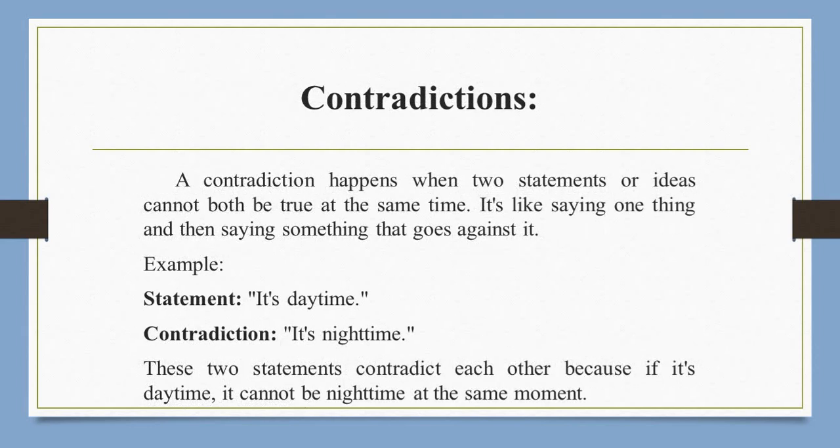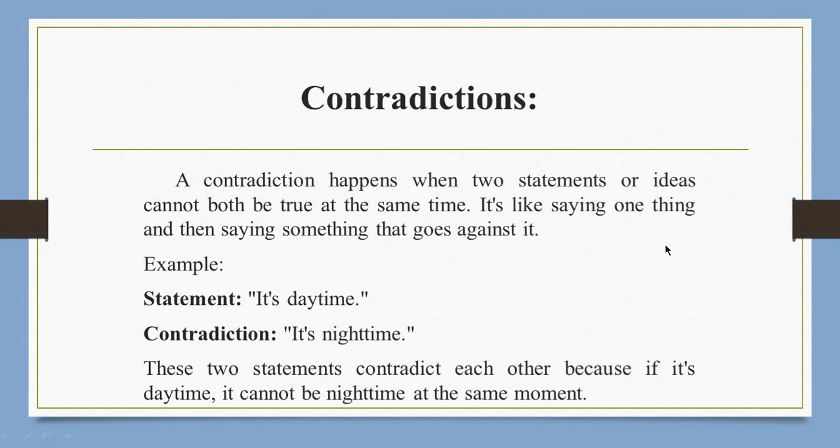Moving towards our last term for the day, contradiction. Contradiction, contradictory, is when two statements or ideas cannot both be true at the same time. Remember, in entailment, A and B are coinciding. If A is said to be true, then B is said to be true as well. Whereas in contradiction, in two statements A and B, only one can be true at the same time. It's like saying one thing and then saying something that goes against it.